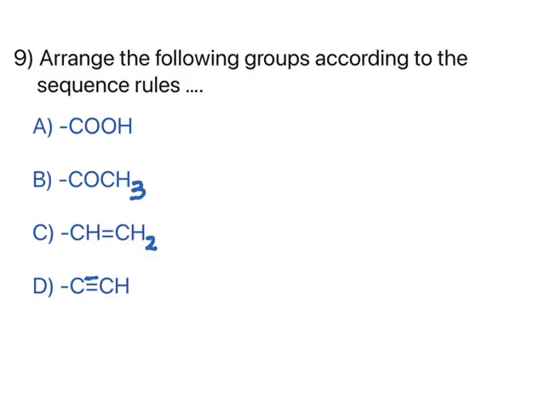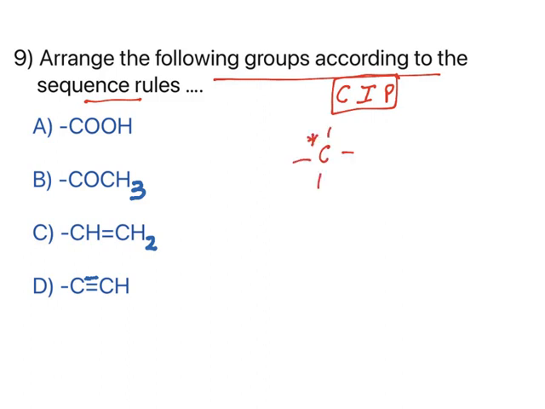Going to the next one. Arrange the following groups according to the sequence rules. Sequence rules are given by Cahn, Ingold and Prelog. Usually it comes with optical activity or asymmetric carbons. Let's say you have an asymmetric carbon surrounded with 4 different groups. You need to give priority according to sequence rules. The first rule to give priority is atomic weight.